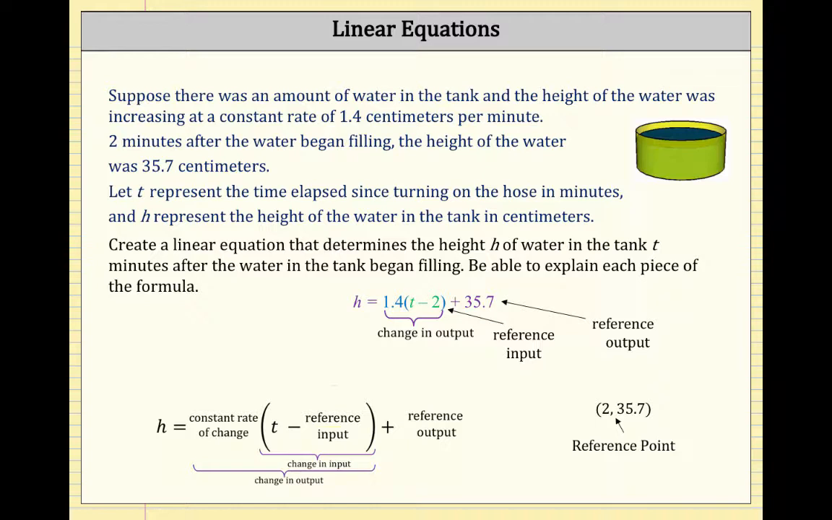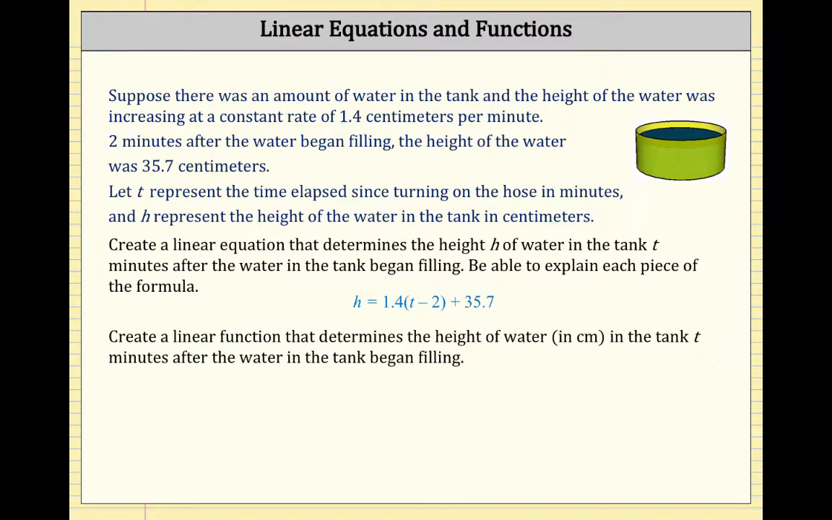And so those places, constant rate of change, reference input, and reference output, are what you would replace given your particular situation. Now, t minus the reference input will always calculate the change in input. The constant rate of change times the change in input will always calculate the change in output. And that change in output plus the reference output would calculate your current output. In this context, it represents the height of the water in the tank.